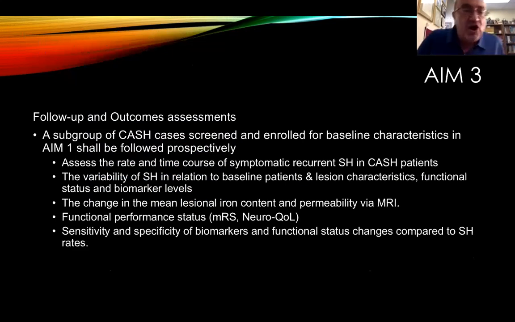So the follow-up will be done on the cases that are at Mayo Clinic, New Mexico, and Chicago, and they'll be followed for 2 years, and we will know if any of these cases rebleed versus a lesion doesn't rebleed, and what happens to their functional status during that time.